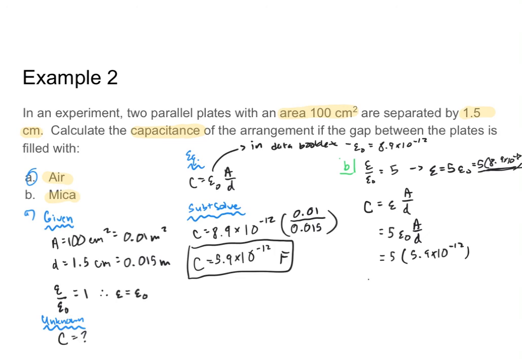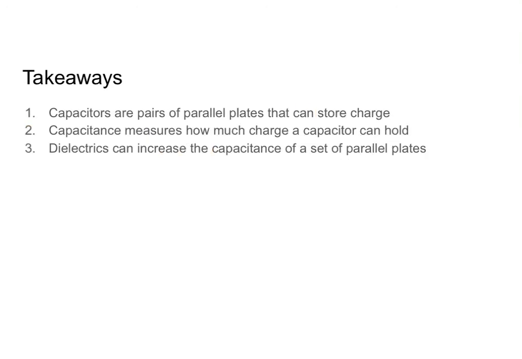Regardless, when I solve this out, I will get that capacitance is equal to 2.95 times 10 to the negative 11th farads. And there you go. That is my answer to this question. So let's talk takeaways. First of all, capacitors are usually pairs of parallel plates and they store charge. Capacitance measures how much charge a capacitor can hold, and that is always going to be measured at a given voltage.